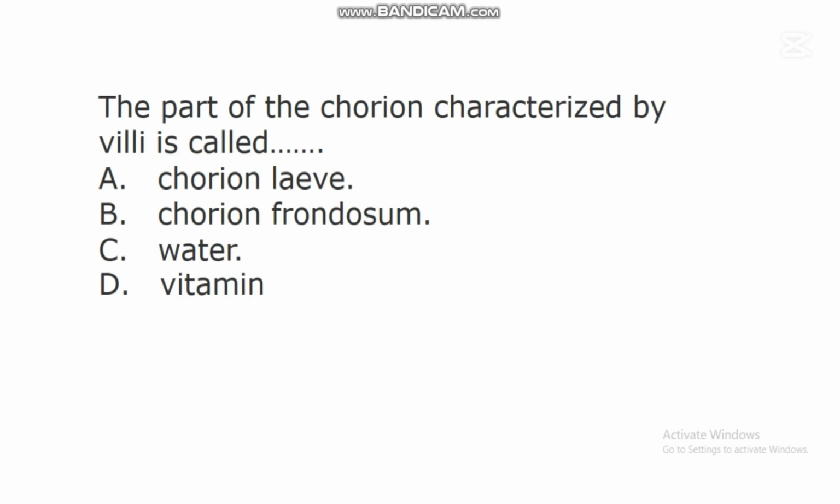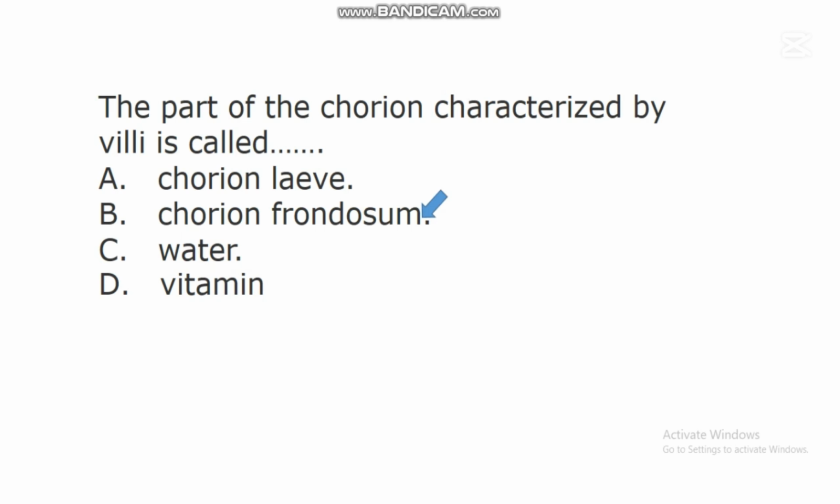The next question says, the part of the chorion characterized by villi is called dash. A, chorion laeve. B, chorion frondosum. C, water. D, vitamin. In this question, the correct answer is B, chorion frondosum.